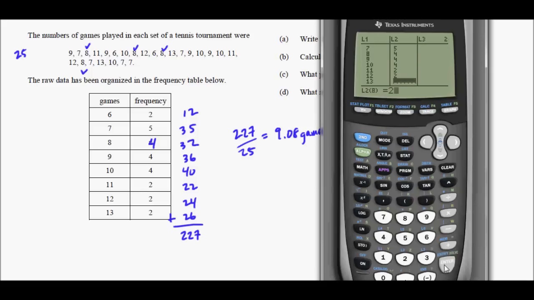Now you want to make sure that your data is even here. If you have more in one column than the other, you're going to get an error. It's called a dim mismatch. A lot of kids freak out when they get that. You just have to make sure they have the same amount. Now we're going to go to Calc. We're still going to calculate one variable statistics. List 1 is fine, but the frequency list is our list 2. So we need to do second L2, and we'll put that in there. And then, boom, you see our mean is 9.08.